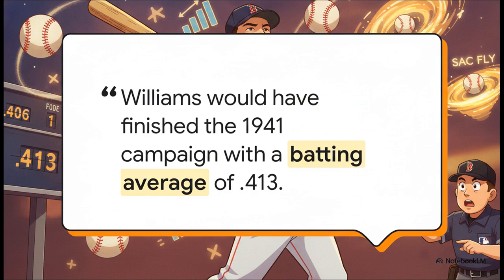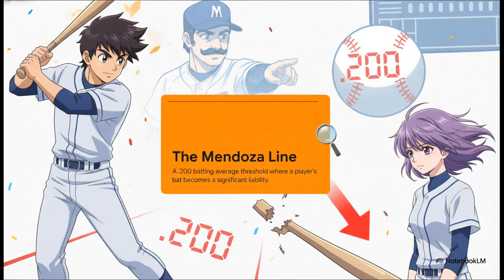If the game was scored back then the way it is today, where sac flies are excluded, Williams would have finished that campaign with an absolutely astronomical batting average of .413. Insane, right? Now, what happens on the totally opposite end of the spectrum?